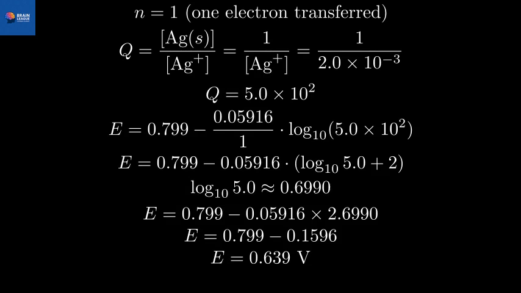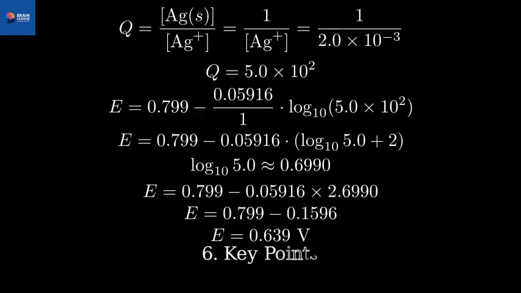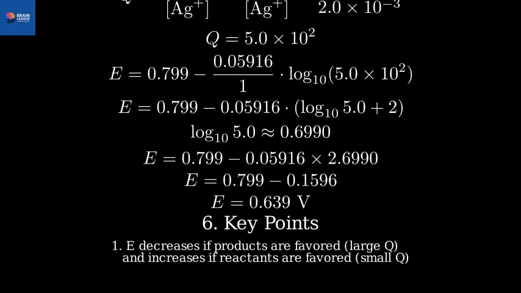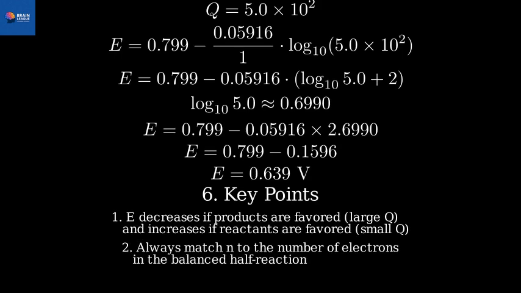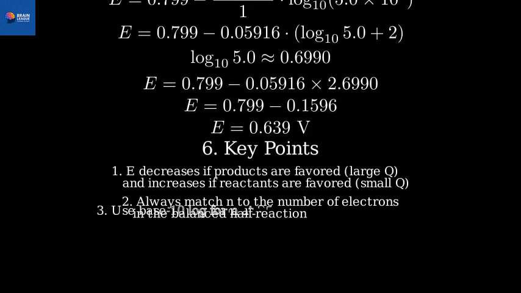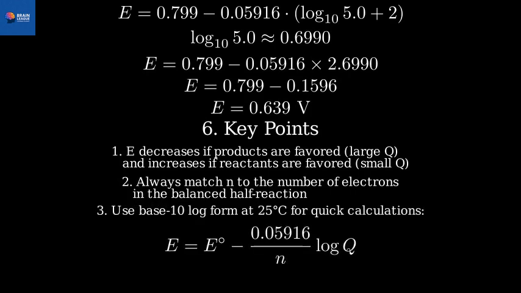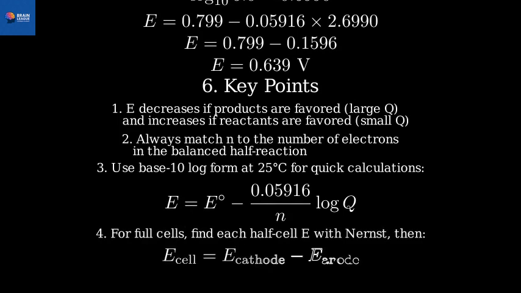Let's summarize some key points about the Nernst equation. First, E decreases if the products are favored, meaning Q is large, and increases if reactants are favored, meaning Q is small. Second, always match n to the number of electrons in the balanced half reaction. Third, use the base 10 logarithm form at 25 degrees Celsius for quick calculations: E equals E0 minus 0.05916 divided by n times log Q. Finally, for full cells, find each half cell E with the Nernst equation, then calculate the cell potential as E cell equals E cathode minus E anode.